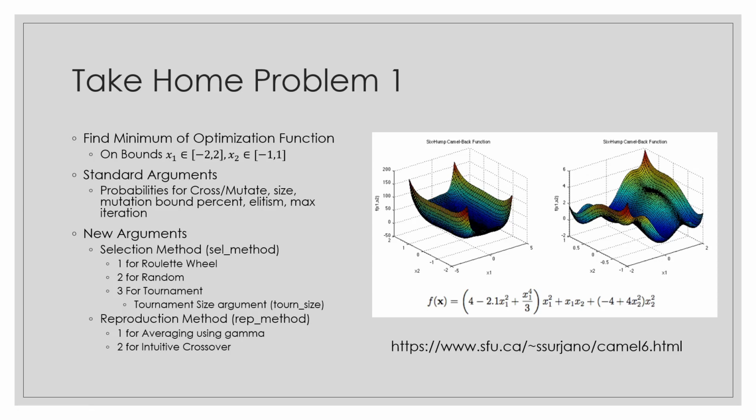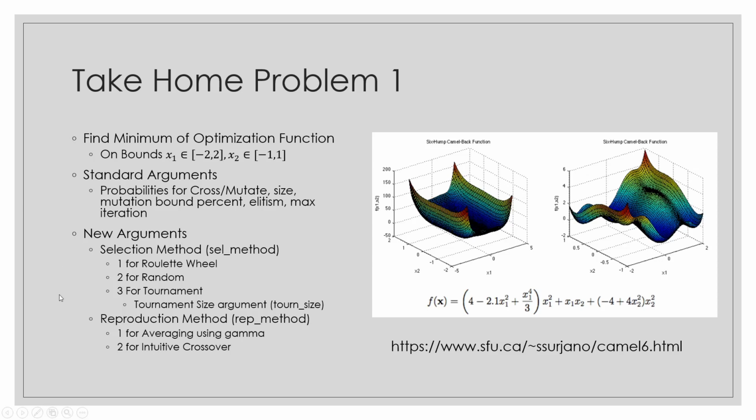Now for details about the algorithm design, we are going to have these standard arguments like normal. We're going to have probabilities of crossover and mutation, the initial population size, the mutation bound percentage and percentage of elitism, along with the maximum number of iterations. So these are the standard arguments we used in our previous video. However, in this video, we are going to include some new arguments.